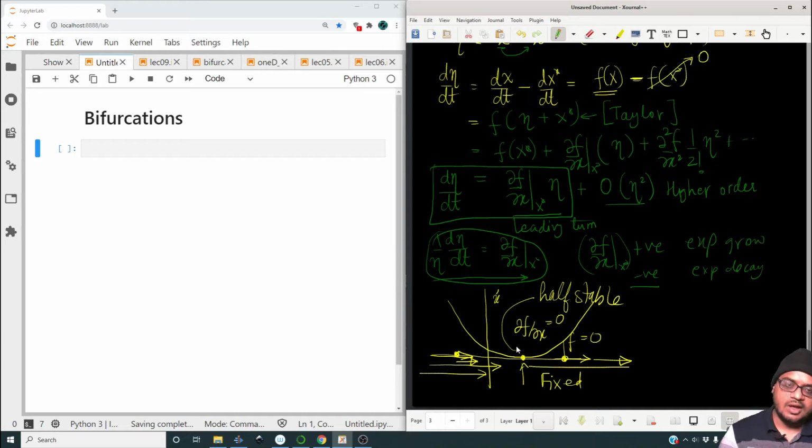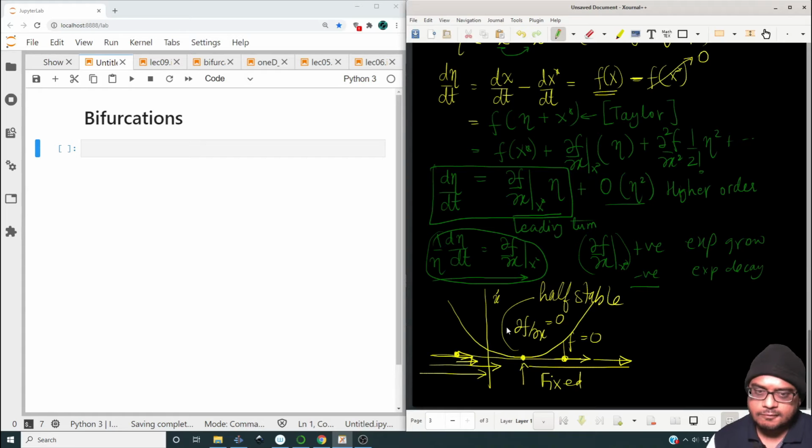It attracts half the points towards itself and it repels half the points away from it. I mean, not half the points in the sense of 50-50, but one set of points it attracts, one set of points it repels. So in a 1D problem, it is called a half stable point. So with this out of the way, let us move on to bifurcations.